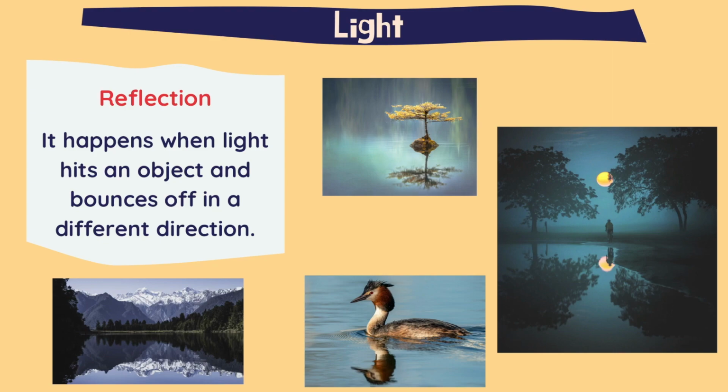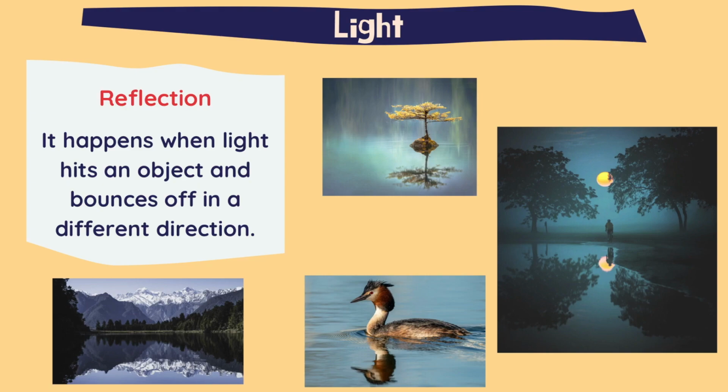Now let's have a look at two characteristics of light. The first one is reflection. It happens when light hits an object and bounces off in a different direction.